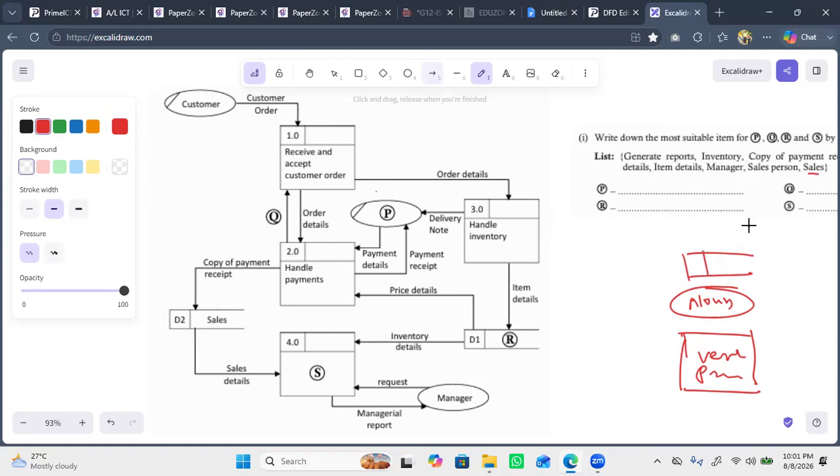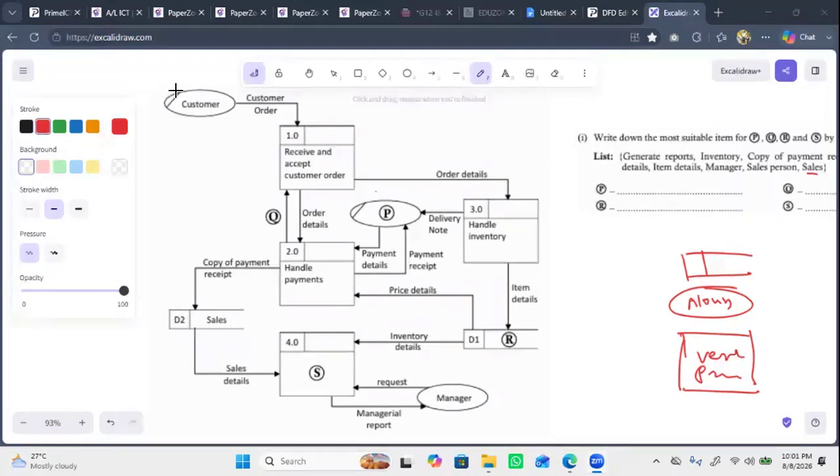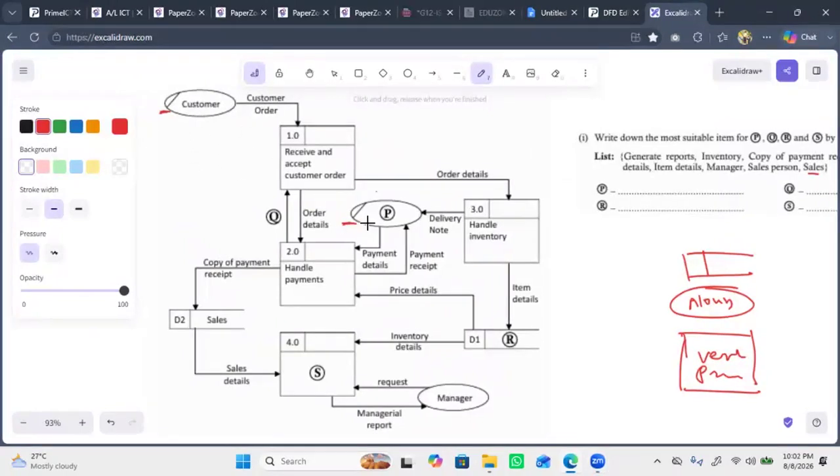Okay. Very good, Nafla. Customer. You can easily find it. See, the duplication sign is there. Customer duplicated. Are there any other duplications mentioned here? No. This is the only duplicated entity. That means this should be customer. See, this one's duplication is here as P. So P should be whom? Customer. P should be who? Customer.